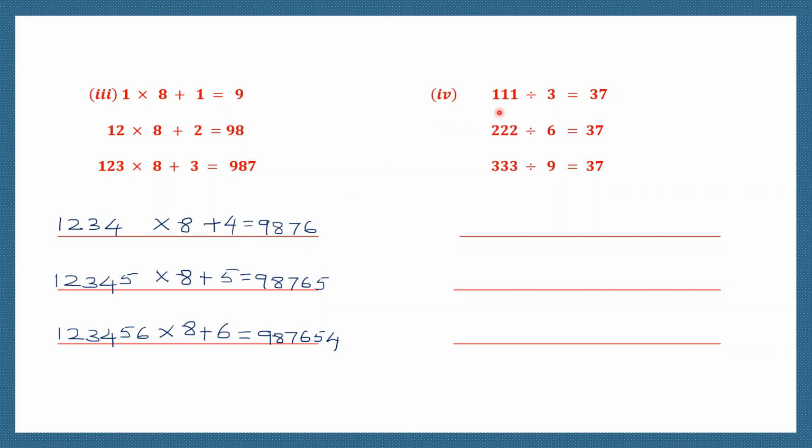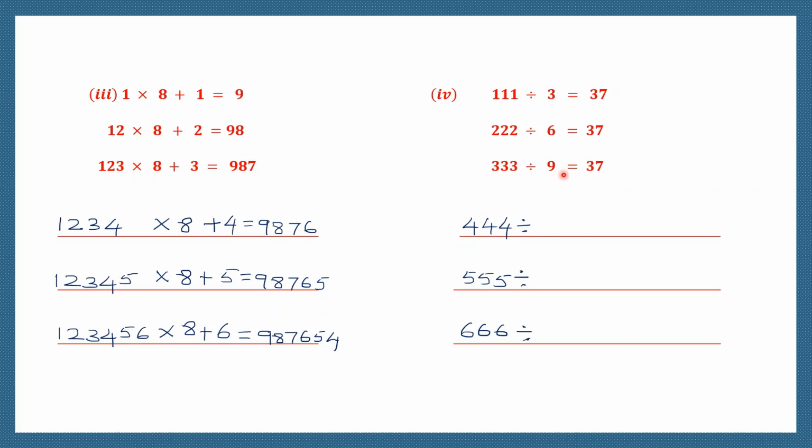Here we have 111, 222, 333. So next will be 444. Then it will be 555. Then it will be 666. Then in the first 3 steps it's division. So let's write the division symbol. So we have division in the first 3 steps. So next 3 steps also will have division.